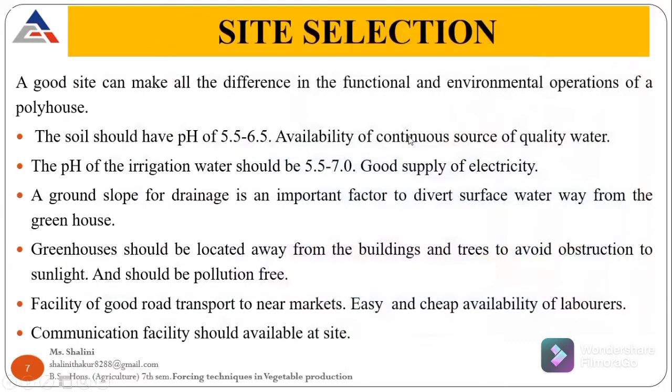So where do we have to construct it? Before constructing a polyhouse or a greenhouse, you should know about site selection, and what things you have to keep in mind. The first point is that the soil pH should range from 5.5 to 6.5, and good quality water should be used for irrigation, because we are preferring a micro irrigation system.